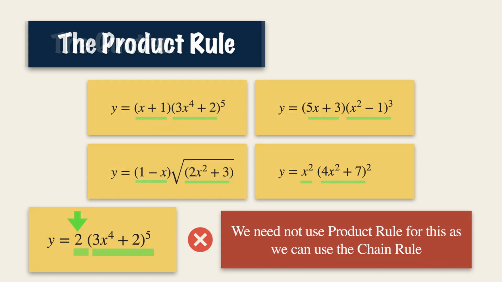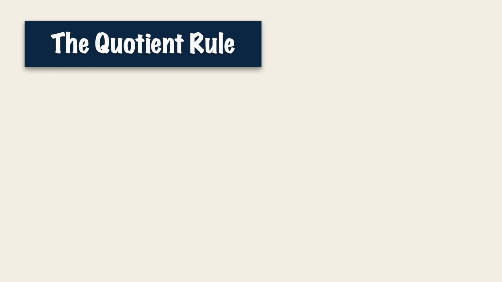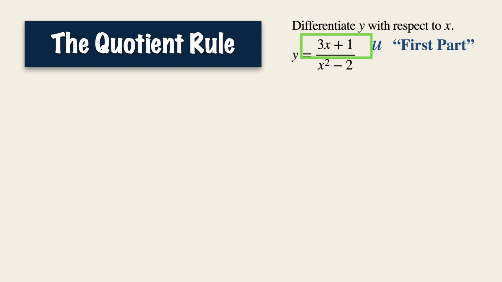thus we can use the chain rule instead of the product rule to help us differentiate this. So let's introduce another rule that can help us differentiate an expression which is a quotient of two functions. Now suppose you have this expression, which is a quotient of two functions. We can then use the quotient rule to help us differentiate it. So let's try to differentiate y with respect to x in this quick example. In our minds, we will let u be the first part, which is the numerator, and v be the second part, which is the denominator.